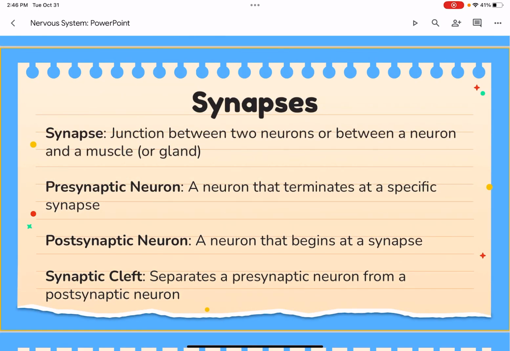A synapse is a junction between two neurons or between a neuron and a muscle or a gland. A presynaptic neuron is a neuron that terminates at a specific synapse. A postsynaptic neuron is a neuron that begins at a synapse. The synaptic cleft separates a presynaptic neuron from a postsynaptic neuron.